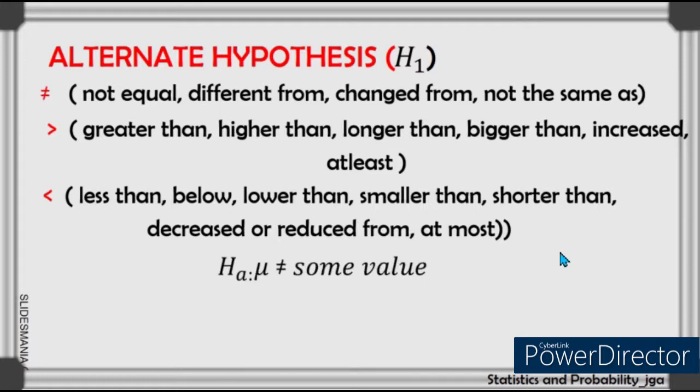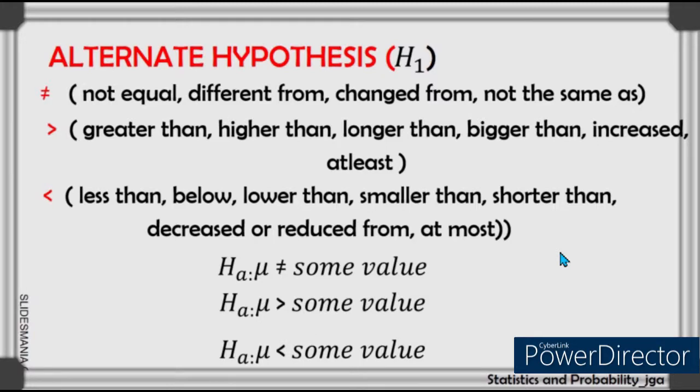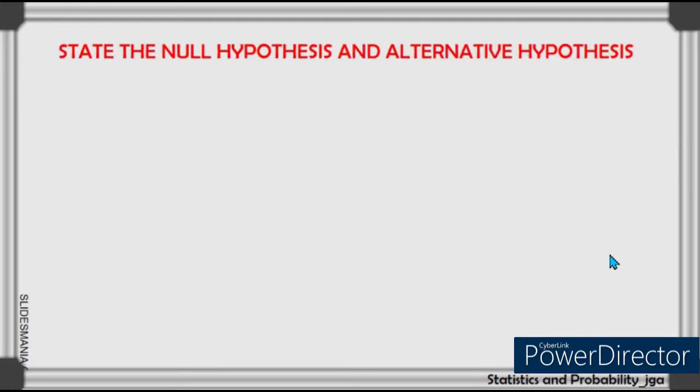So we have alternative hypothesis is not equal to some value, and then we have greater than some value, and we have less than some value. Take note, H sub A, or pwedeng H sub 1. Okay? So we have here an example. We need to state the null hypothesis and then the alternative hypothesis.